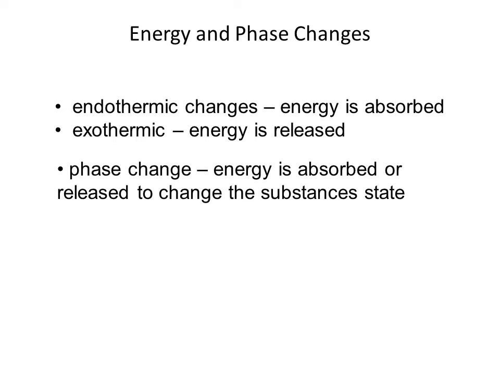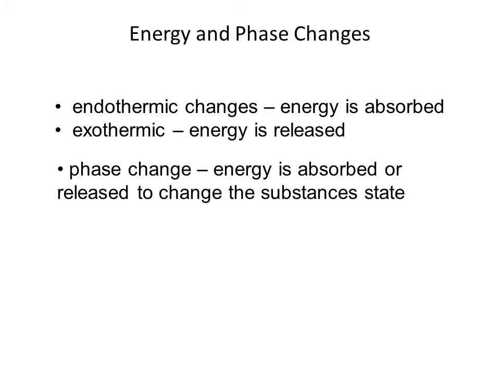Now we're going to look at energy and how energy and phase changes are related. When a process requires energy to be absorbed in order for it to occur, we say that the process is endothermic. So when ice melts into water, we have to put heat into the ice for that to occur. So we say that's an endothermic process. When energy is released by a process, we say that process is exothermic. So when we burn wood, heat comes out of it, and we say that process is exothermic.